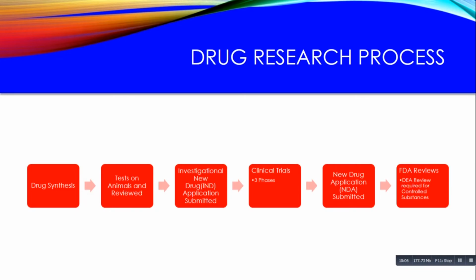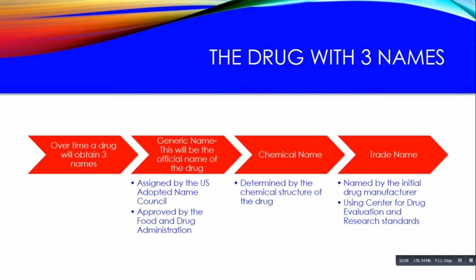But a drug also gets three names. The first name you'll be very, very familiar with. It's the generic name. It's the official name of the drug. It's assigned by the U.S. Adopted Name Council and approved by the Food and Drug Administration. This is the reference we use in all of our pharmacy literature.